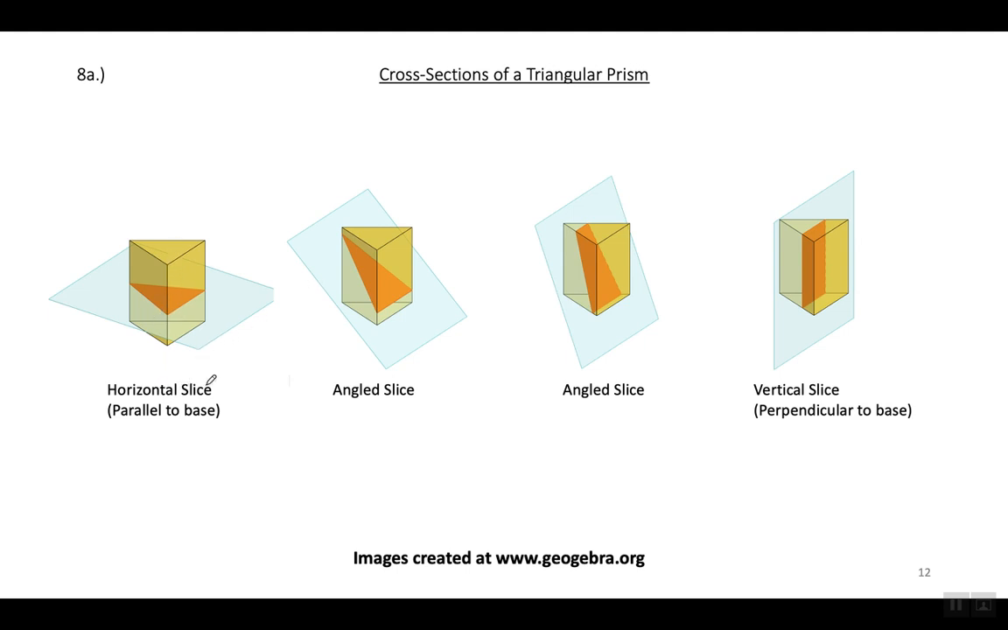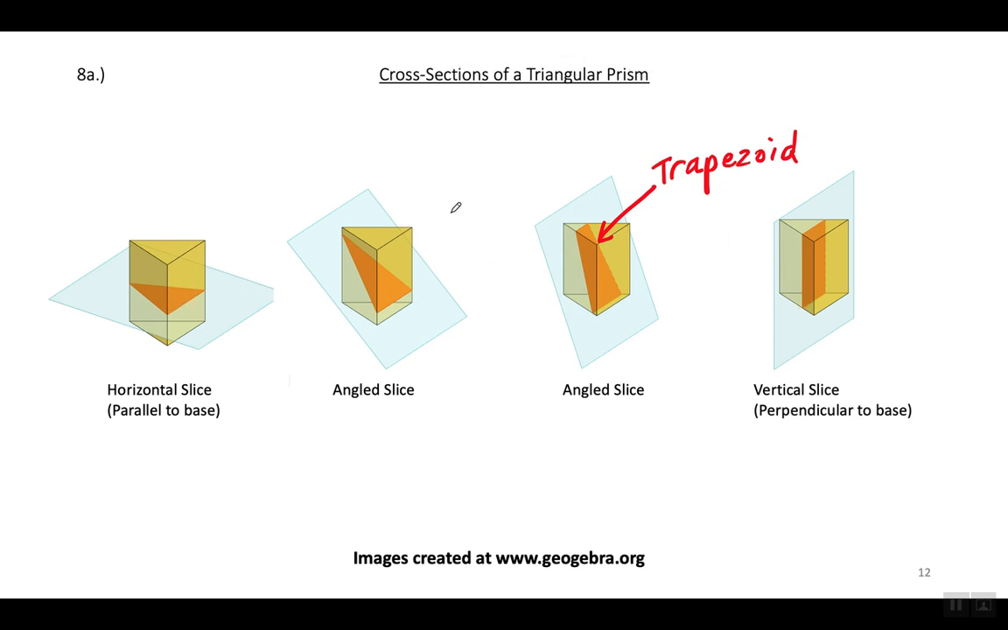So if you do a horizontal slice, you get a triangle. If you do a vertical slice, you get a rectangle. And if you do an angled slice, you could get a triangle, or depending on the angle, you could also get a trapezoid. Let me write that here. Trapezoid. So just be familiar with the different shapes that could be created with a cross-section of a triangular prism.